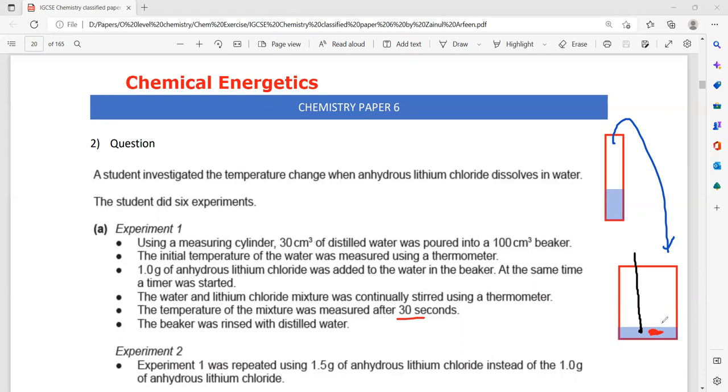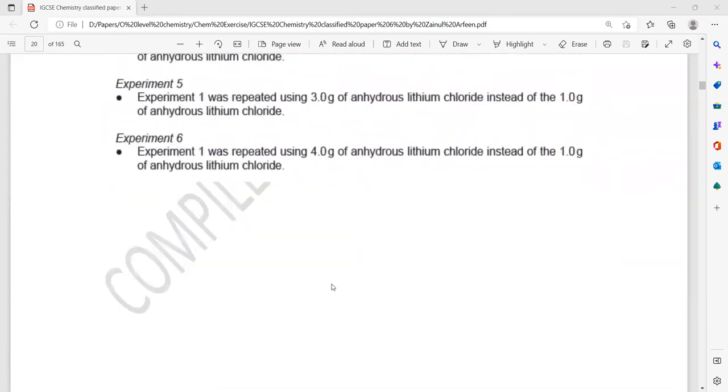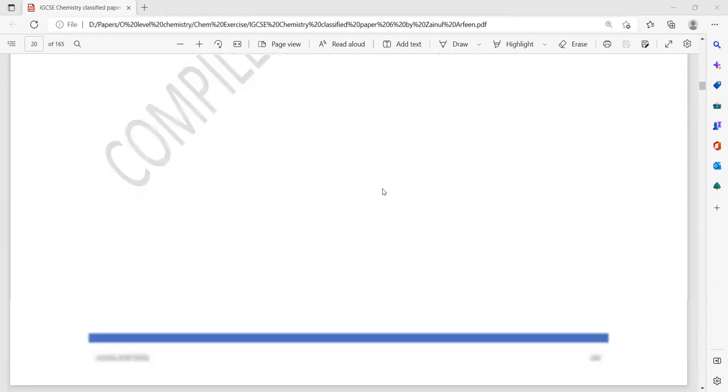He then rinsed this beaker with water, and then he did the second experiment using 1.5 grams, the same experiment, but first 1, then 1.5, 2, 2.5, 3, and 4 grams instead of 1 gram of lithium chloride.